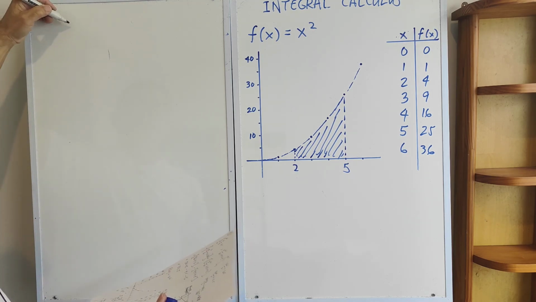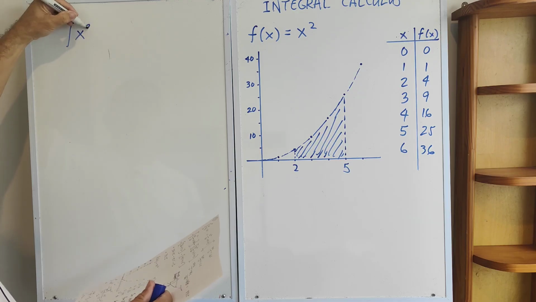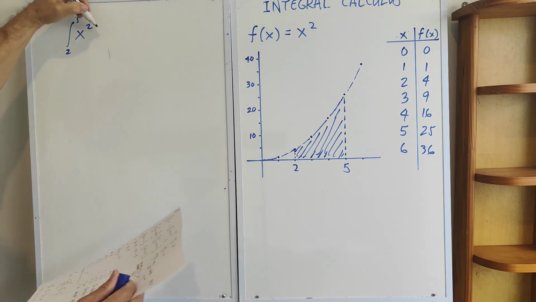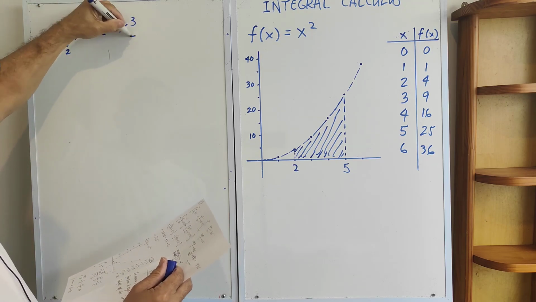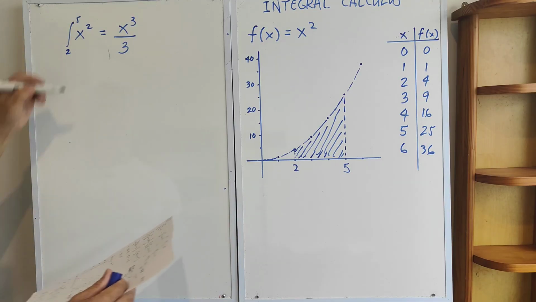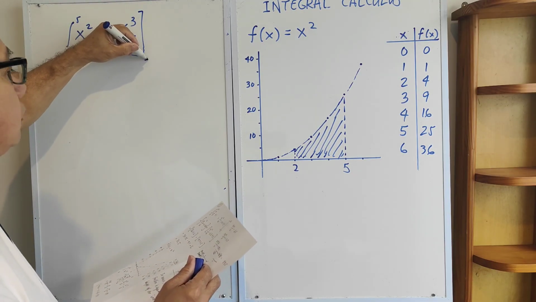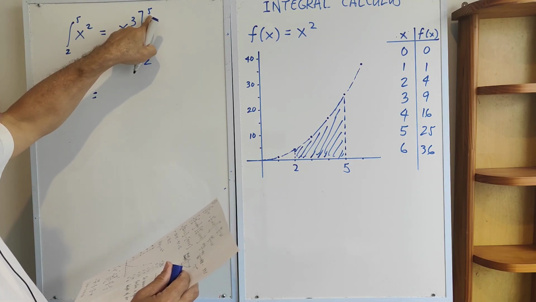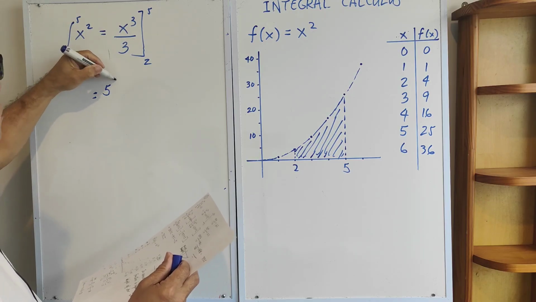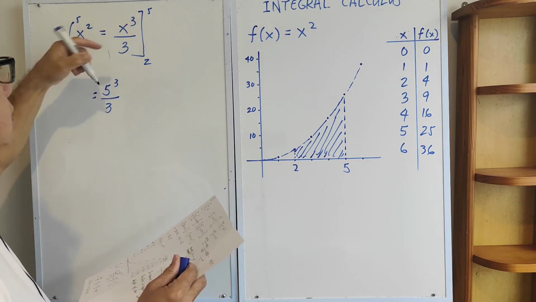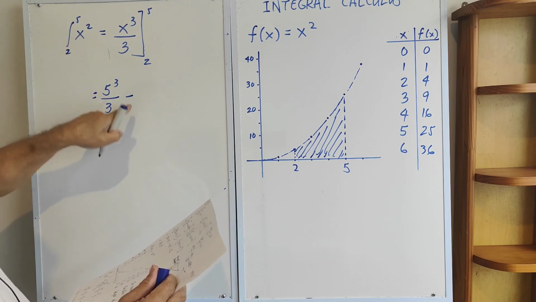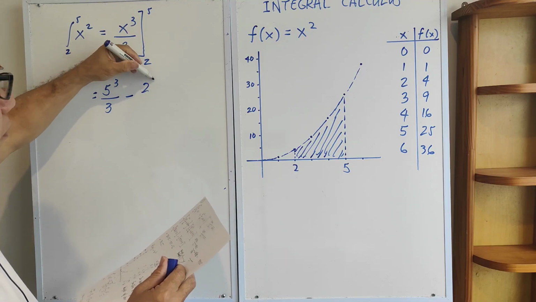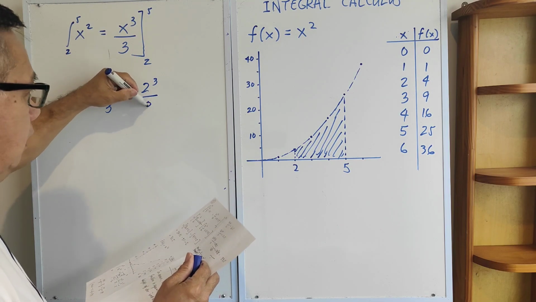Now we can integrate x squared from 2 to 5. If we integrate x squared, it will become x cubed over 3. So we have to evaluate it from 2 to 5. First we substitute 5 into x, so this becomes 5 cubed over 3. Then we subtract 2 cubed over 3, because we don't need this part.